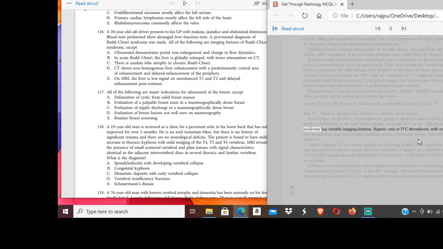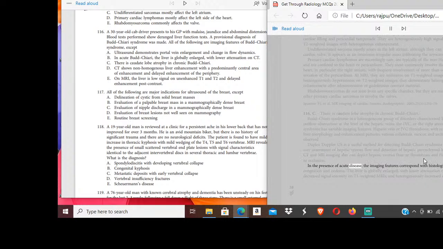Or the right atrium. Budd-Chiari syndrome has variable imaging features. Hepatic vein or IVC thrombosis, with resultant changes in liver morphology and enhancement patterns, venous collaterals, varices, and ascites may be directly observed. Duplex Doppler US is a useful method for detecting Budd-Chiari syndrome because it allows easy assessment of hepatic venous flow and detection of hepatic parenchymal heterogeneity. CT and MR imaging also can depict hepatic venous flow or thrombosis and IVC compression or occlusion.